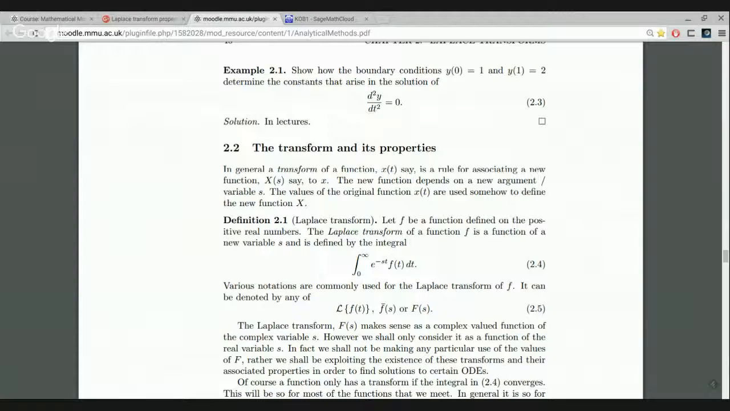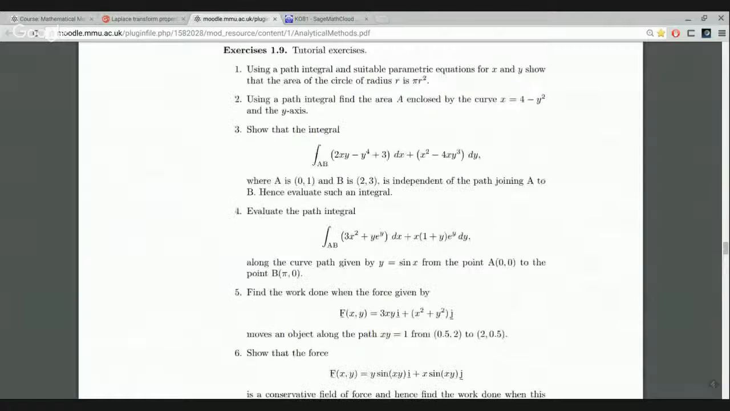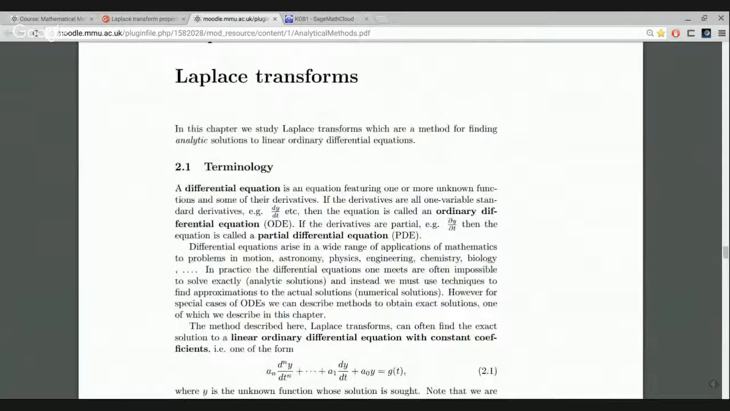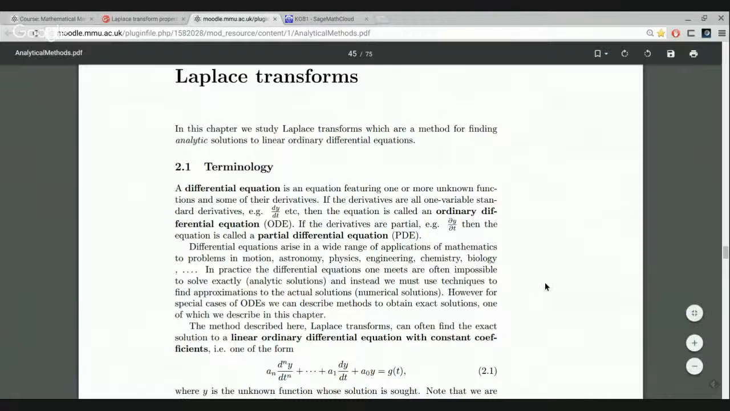But what were we engaged with? We had started the chapter on the Laplace transform, so we're going to continue with that. Just a very brief, extremely brief recap. We're studying the Laplace transform as a method for finding exact solutions to certain classes of differential equations.